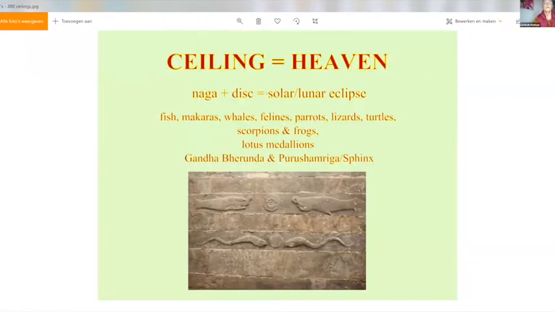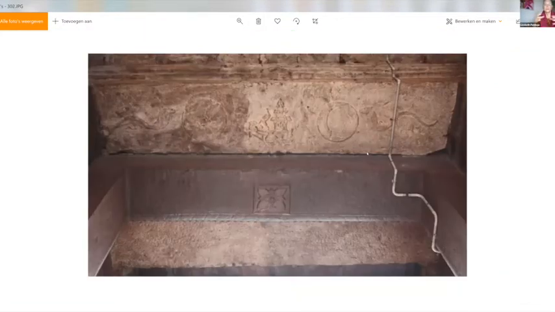Then we go back to the ceiling. So now I'm going to show you some of this imagery from the ceilings from other places. We find again the Nagas with the disc as lunar and solar eclipse depictions. Then we find fish, ceilings full of fish, makaras, that is mythological fish with elephant trunks. We find whales, we find more felines, parrots, lizards, turtles, scorpions, frogs, lotus medallions, and more Gandhabherunda, that is the double-headed eagle, and sphinxes also in other temples. But I had to focus this lecture, so I can't share that many images with you.